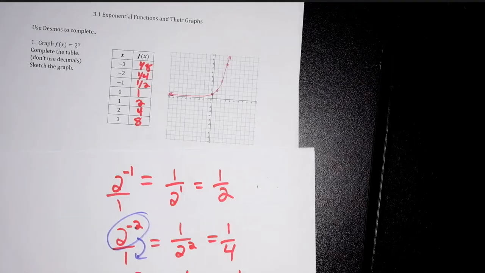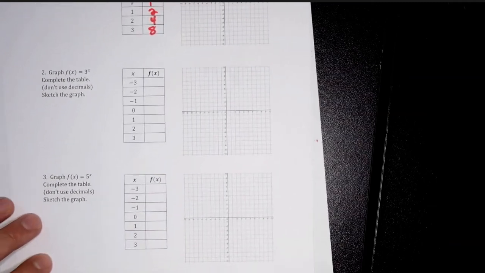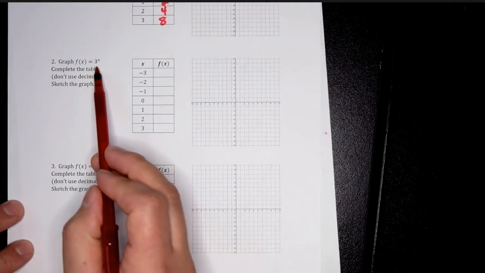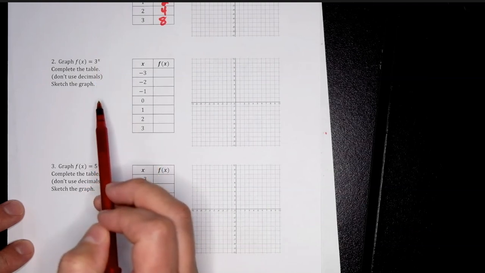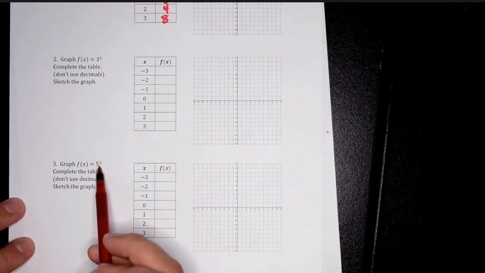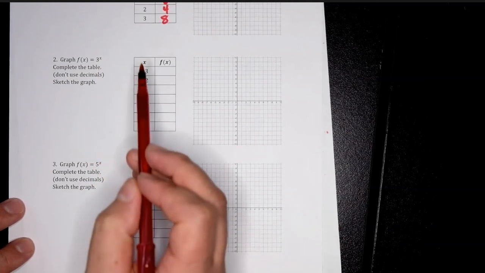Now, on our actual paper here, we've got a couple of things we need to do. We need to do it for a base, remember, we call this right here our base, of 3 raised to the power of x, and then we need to do it for a base of 5 raised to the x. We're going to do the same values here.